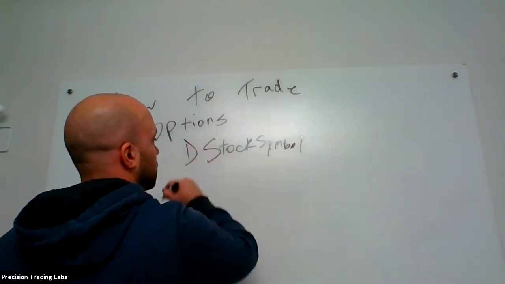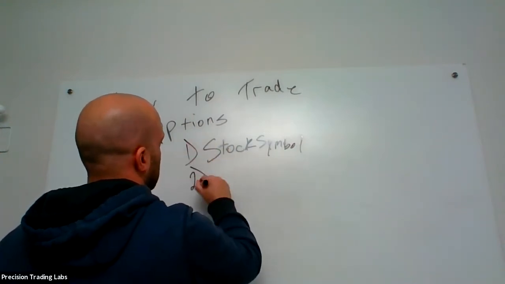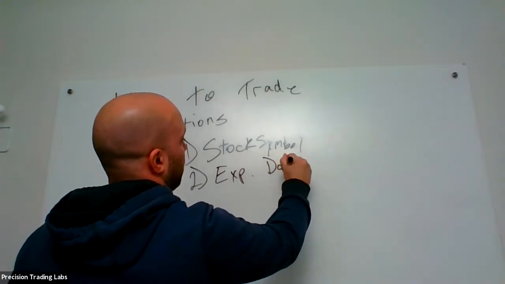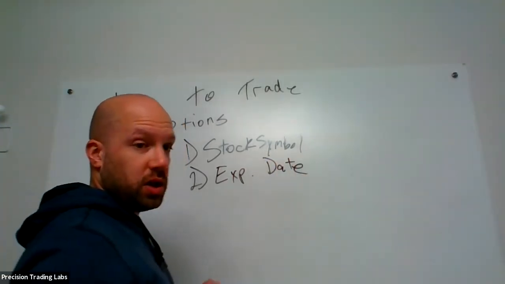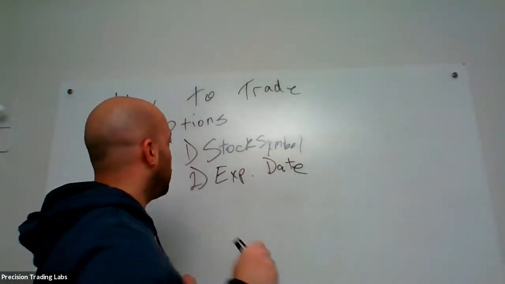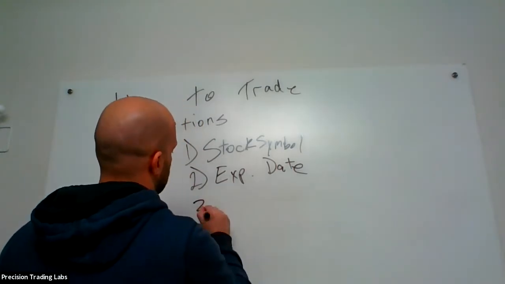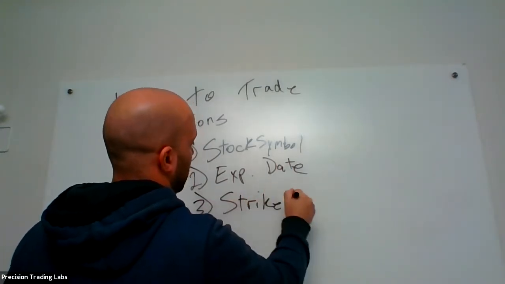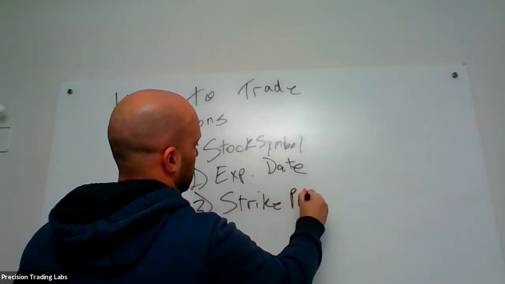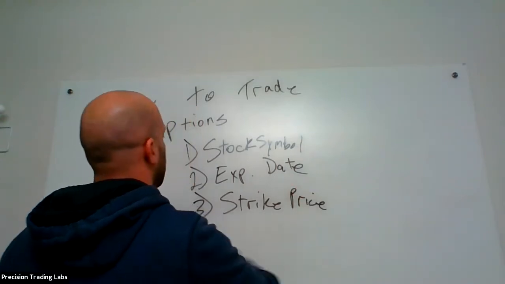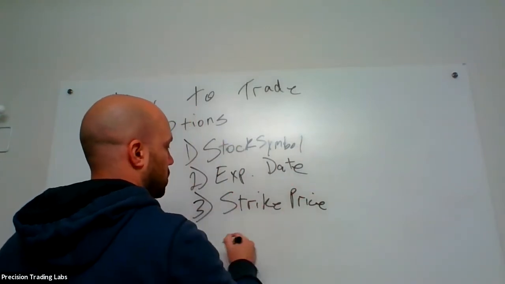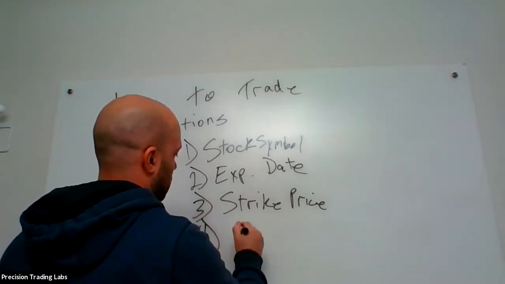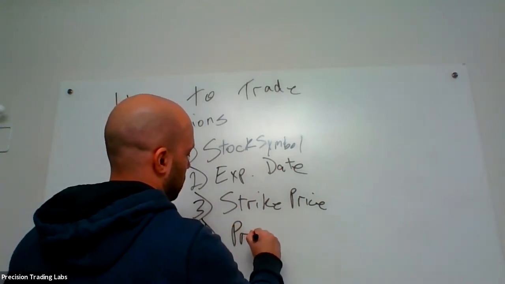You need a stock symbol first, okay? Second, expiration date, right? So you've got to pick what date you want. We have a methodology for how we pick our expiration date. I'll tell you more about that later. Third, you need a strike price that you want to buy. This is just for buying. And fourth is the premium, the premium paid.